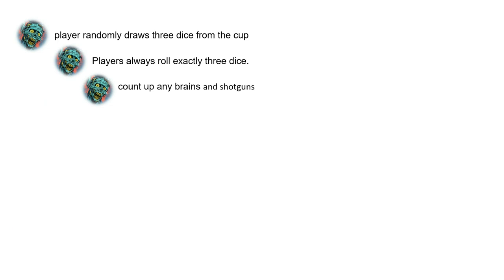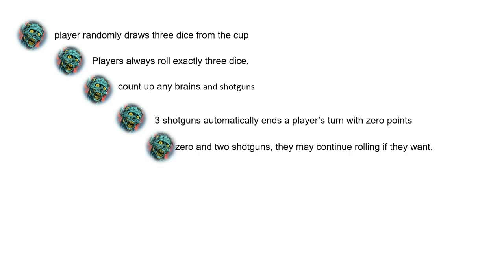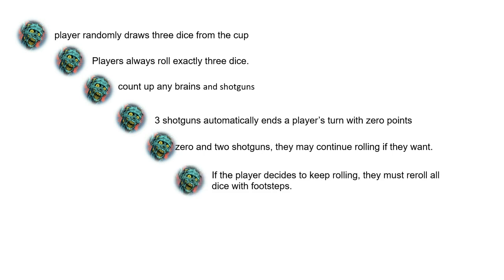Basically, if he has 3 shotguns in his bucket in the turn, he will be dead for that particular turn. Then the points will also be 0. So with 0 to 2 shotguns, that means he can either play on or he can stop that particular turn. He can count up his brains, and that will be his points.